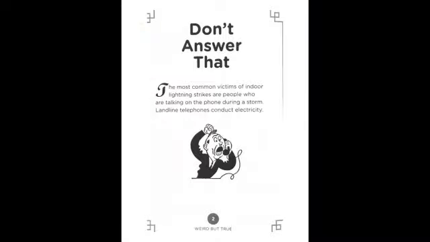Don't answer that. The most common victims of indoor lightning strikes are people who are talking on the phone during a storm. Landline telephones conduct electricity.